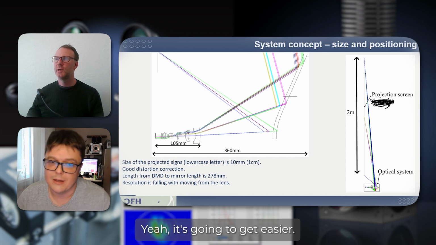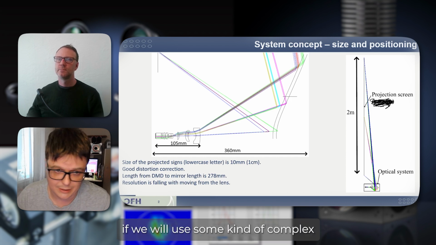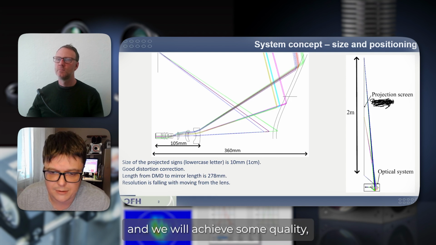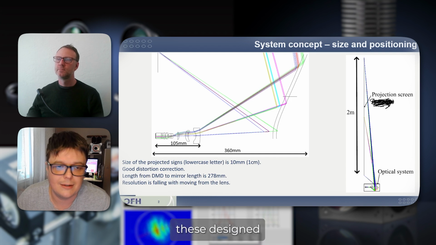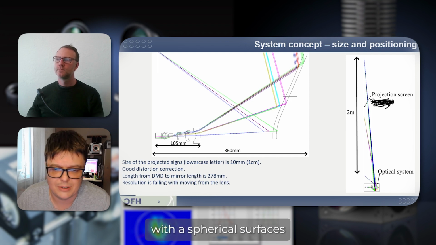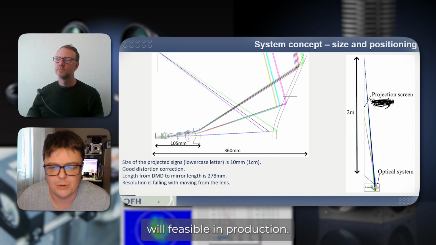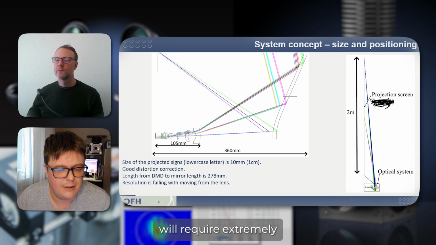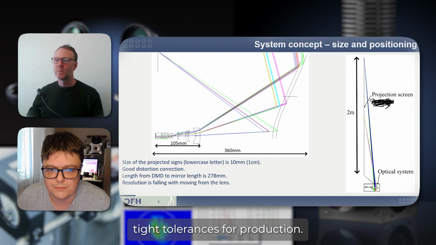Image quality is going to get easier. And from another side, if we use some kind of complex aspherical surfaces here and achieve some quality, it is not a guarantee that this design with aspherical surfaces will be feasible in production. It is also possible that such a design will require extremely tight tolerances for production.